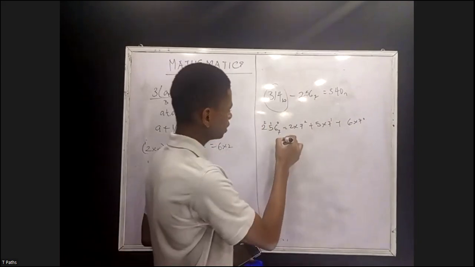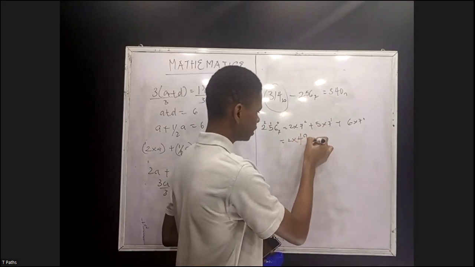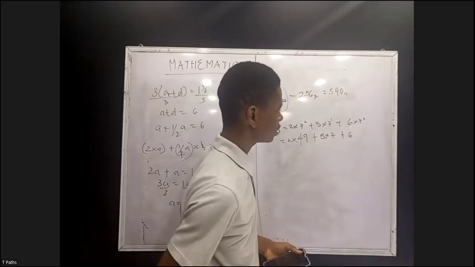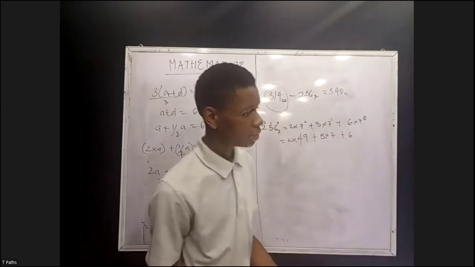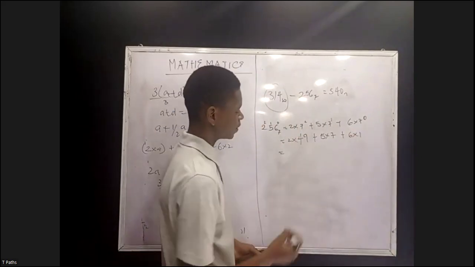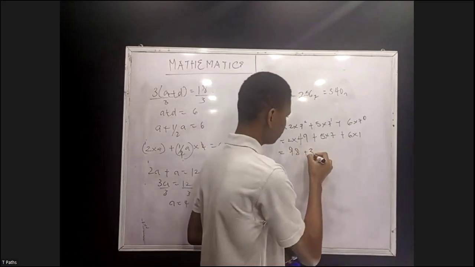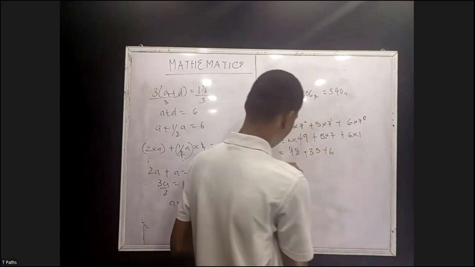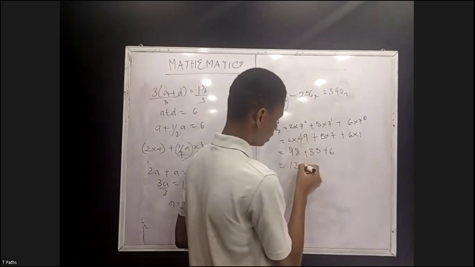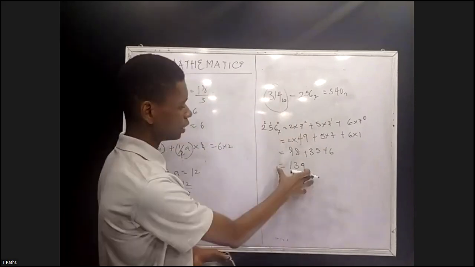All right, so I have 2 times 7 raised to the power of 2, which is 7 squared, that's 49, plus 5 times 7 plus 6 times anything raised to the power of 0. Don't forget this is 0. Anything raised to the power of 0 is 1, so I have 6 times 1. So 2 times 49 gives me 98, plus 5 times 7, 35, plus 6. So I have 98 plus 35 plus 6. This is going to give me 139. Yes, 139 in base 10.